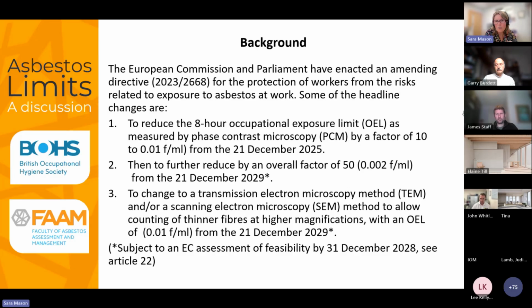But of course, this is all dependent, as you can see the asterisk there, that countries have got to report back on a feasibility assessment by December 2028 under Article 22 to see whether this is technically feasible. There's also a third part to this, which Gary will go into in more detail, looking at these thinner fibres, which light microscopy just can't pick up, as we know, and that there's going to be technological advances. Could that be with AI? Could that be with machine learning, so that we can count thinner fibres? And what does that mean?